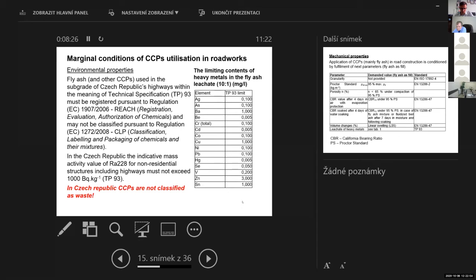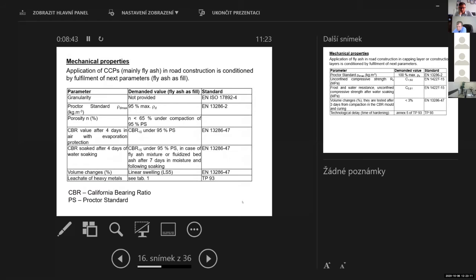However, it is necessary to stress the last sentence on this slide: in the Czech Republic, coal combustion products are not classified as waste and are classified as a byproduct or secondary material. There are also some mechanical properties, from granularity through Proctor standard, porosity, a CBR value, and CBR value after soaking, especially for using fluidized bed ash or mixtures of fly ash with lime or cement.